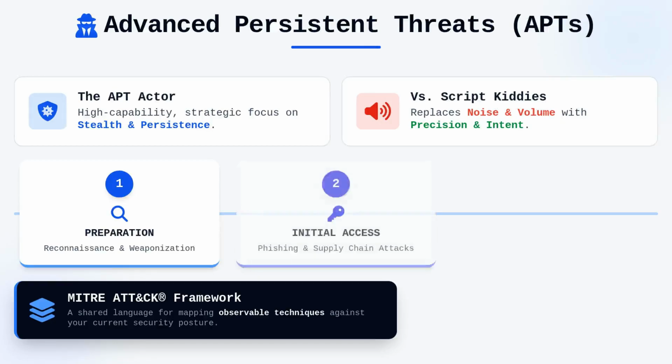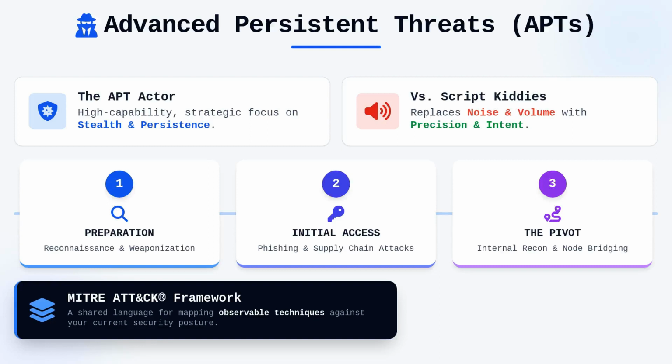Initial access is the gateway, often occurring through spear phishing, exploitation of public-facing applications, or supply chain compromises. Once an entry vector is secured, the adversary immediately focuses on internal reconnaissance to map out the environment. You must realize that an APT does not view a network as one giant entity, but rather as a series of interconnected nodes waiting to be bridged. By identifying where your perimeter weak points align with these common entry vectors, you can begin to prioritize your detection engineering efforts effectively.